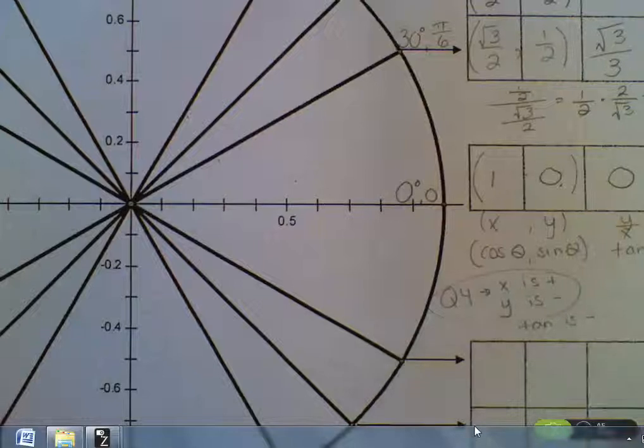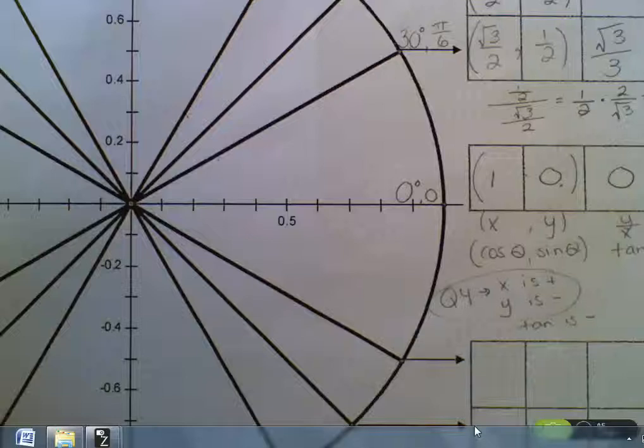Right, so I want you to take a moment, see if you can fill in the rest of the unit circle. I'm going to pause it right here, and then we can go ahead and look at what your finished unit circle should be.